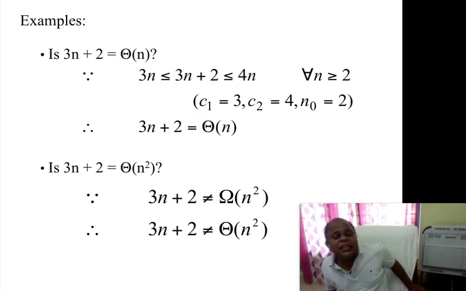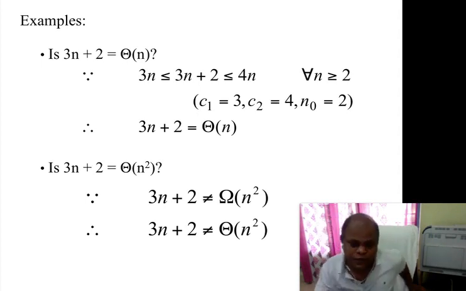Similarly, is 3n plus 2 equal to theta of n square? No, it is not the case, because n square cannot provide the lower bound to 3n plus 2. It can provide the upper bound, but it cannot provide the lower bound. Because 3n plus 2 always takes less than n square, n square never provides a lower bound. Hence 3n plus 2 is not equal to omega of n square, and hence it is not equal to theta of n square.